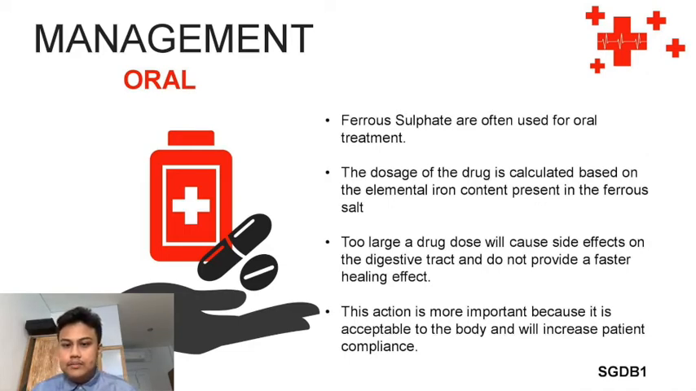Iron absorption is best when the stomach is empty between 2 meals, but it can cause gastrointestinal side effects. The drug is given in 2 to 3 doses a day. This approach is more important because it is acceptable to the body and will increase patient compliance. This iron preparation should continue to be given for 2 months after anemia in the patient is resolved.